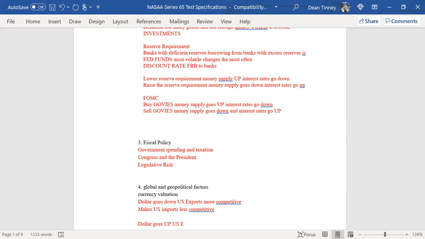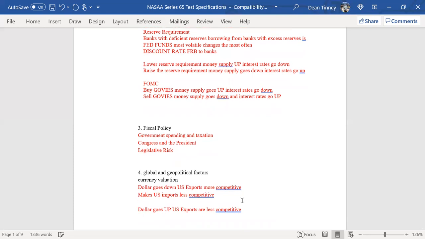U.S. exports are less competitive, and U.S. imports are more competitive. My tequila is half price, right? What used to take me $40 to buy a bottle of tequila now takes me 20, right? Because my Mexican friends, I give them $20, they get 400 pesos. When I used to give them $20, they got 200 pesos, right? So when the dollar goes up, U.S. exports are less competitive and U.S. imports are more competitive.